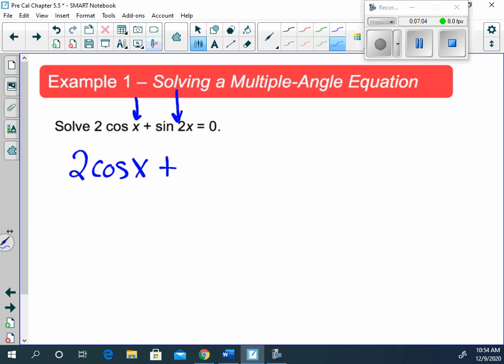And what I do know is that sine of 2x is the same as what? 2 sine of x cosine of x. Because sine of 2x is equal to 2 sine of x times cosine of x. We can replace those out.